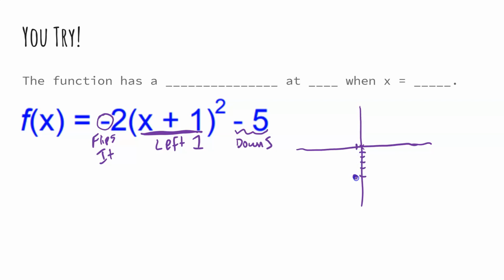Again, don't plot a point at -1 and at -5. You go left 1, down 5. That's where your vertex is. And again, it would be a little skinnier, but more importantly, it's upside down.